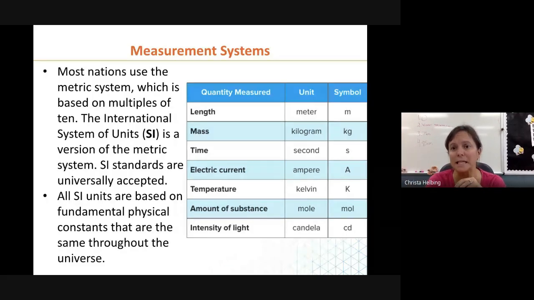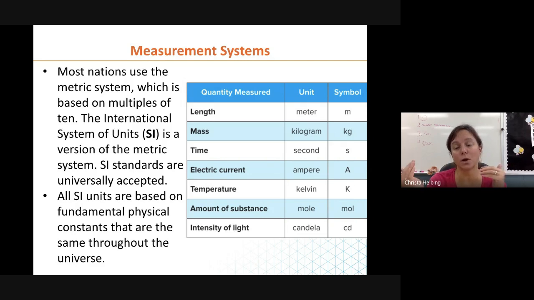For kilograms, again, it's the mass of a specific substance, and it's again a standard. So what are our standards? What do we measure in? Length is meters, M. Mass is kilograms, kg. Time is seconds, s. The electrical unit is the amp. Temperature is Kelvin, K. The amount of a substance is the mole. And then there's intensity of light.